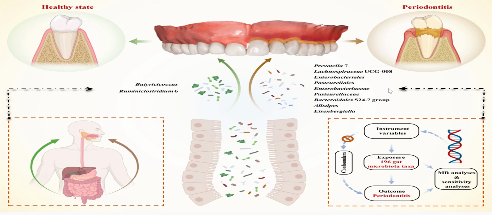But over here you can see all these microbiota are causing periodontitis, like Prevotella, Lachnospiraceae, Enterobacteriales, Pasteurellales, Enterobacteriaceae, Pasteurellaceae, Bacteroidales, Alistipes, and Escherichia.